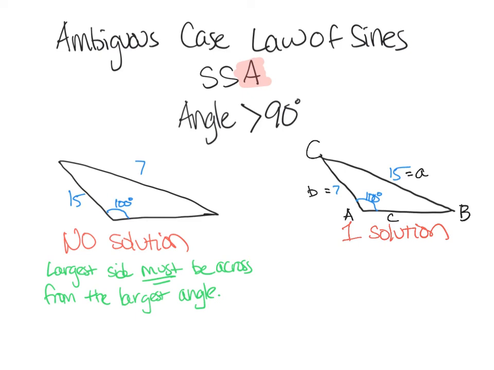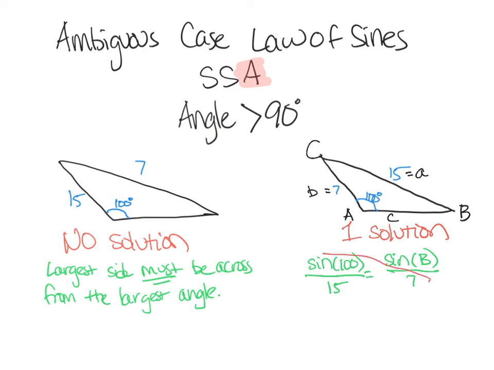So let's see, we'll have sine of 100 over 15 is equal to sine of, I don't know what my angle B is, but it's just going to be sine of B over 7, because I do know that side length. So the missing piece here is my angle B. I cannot use my C's right now because I do not know the angle or the side for that.